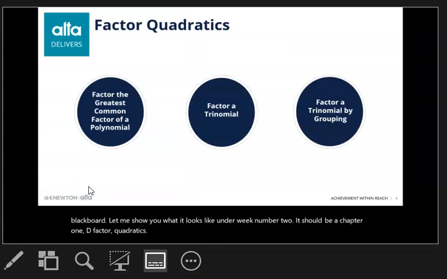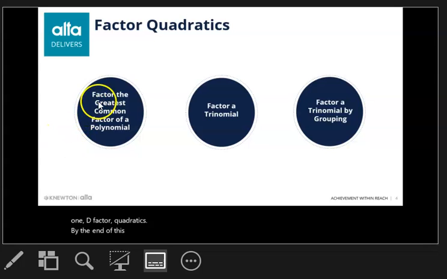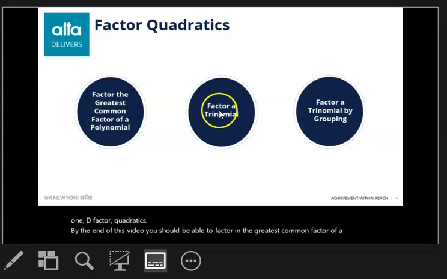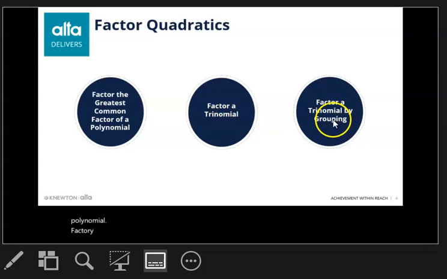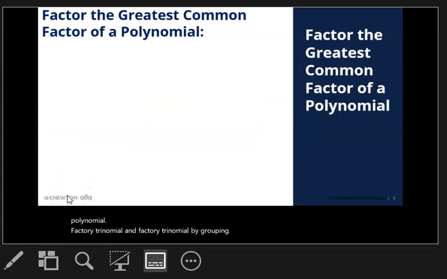By the end of this video, you should be able to factor the greatest common factor of a polynomial, factor a trinomial, and factor a trinomial by grouping. So, factor the greatest common factor of a polynomial.